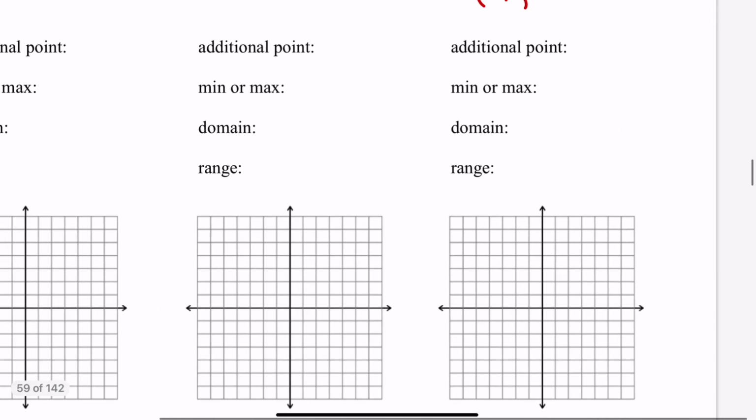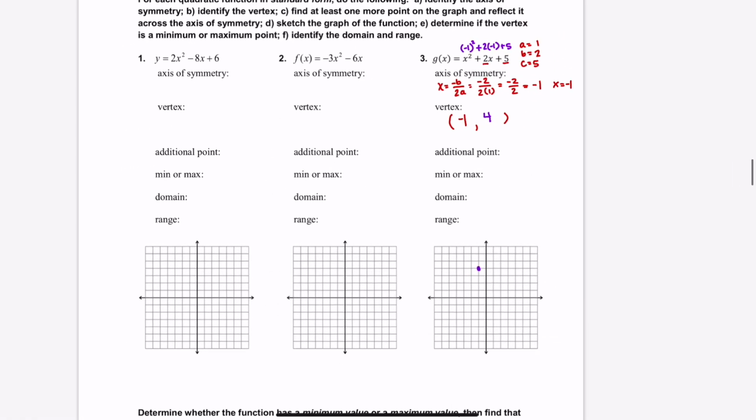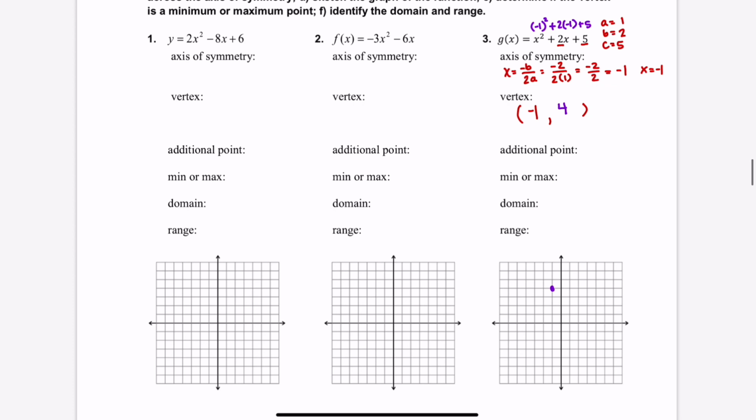Now let's go ahead and plot that point. Now our additional point we're going to get by finding the y-intercept. Now our y-intercept is always the point 0 comma c. Okay, so this is the y-intercept. So the y-intercept is 0 comma, our c value is 5. So we're going to have a point at over 0 up to 5.